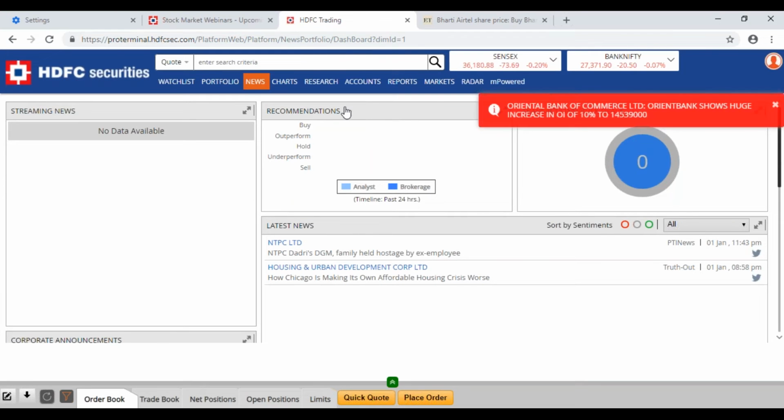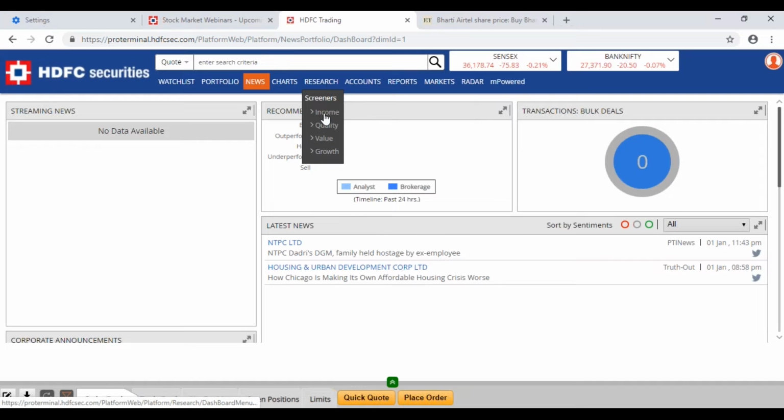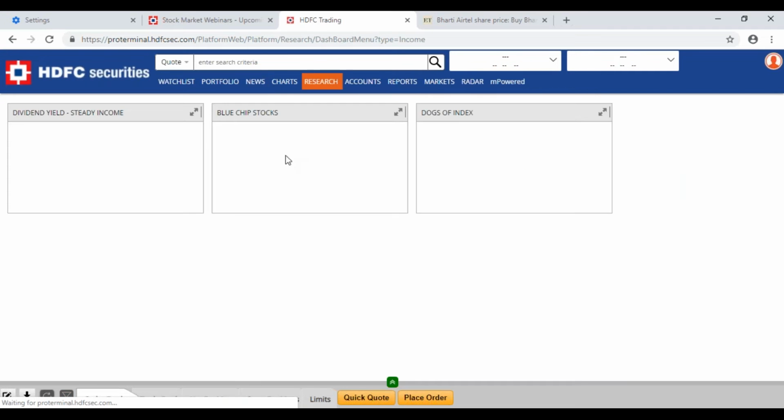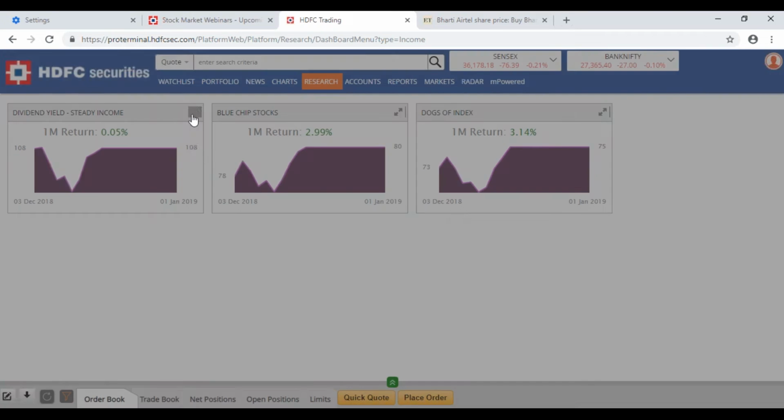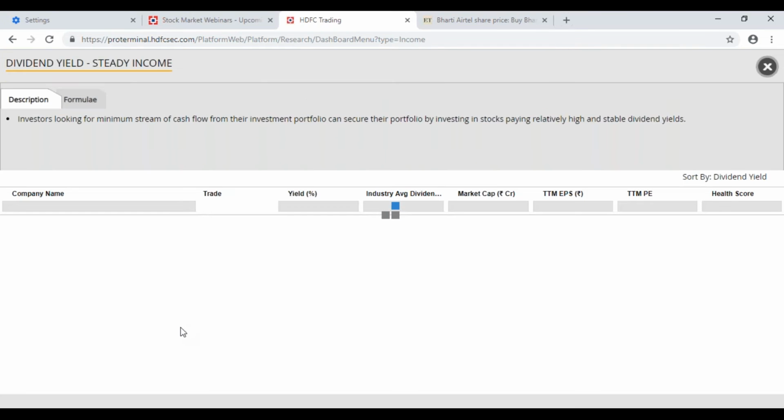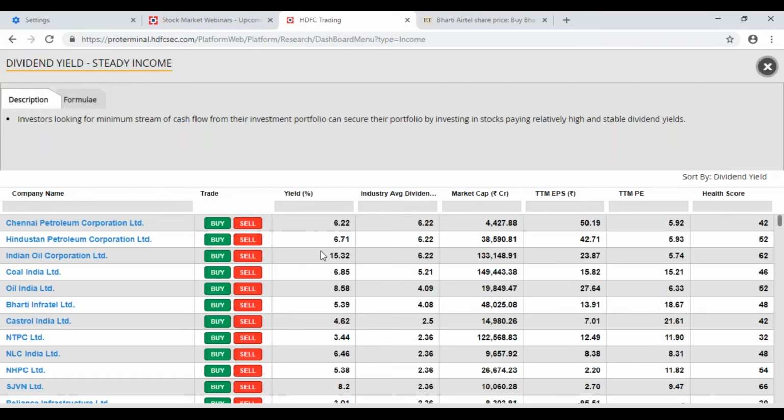Right, then you also get screeners, like say for example, if you're looking out for some dividend yielding stocks or some blue chip stocks, we have screeners available. You click on it. The moment you click on income screener, you will get dividend yield, blue chip stocks, and dogs of index. You click on dividend yield and just click and maximize here. You will get to know all the stocks that have given a good amount of dividend, which is greater than the industry average.